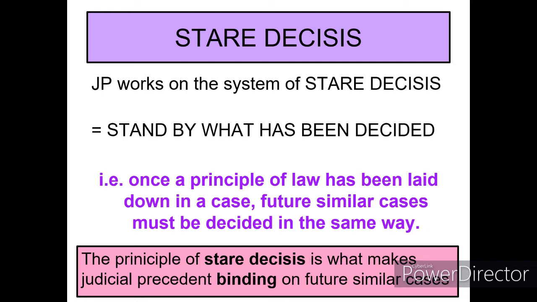It works on the principle of stare decisis, which basically means stand by what has been decided. In other words, once a judge has laid down a legal principle in a case, future similar cases must be decided in the same way. So future similar cases must stand by what has already been decided. And it's this principle of standing by what has been decided in earlier cases that makes judicial precedent binding on future cases.